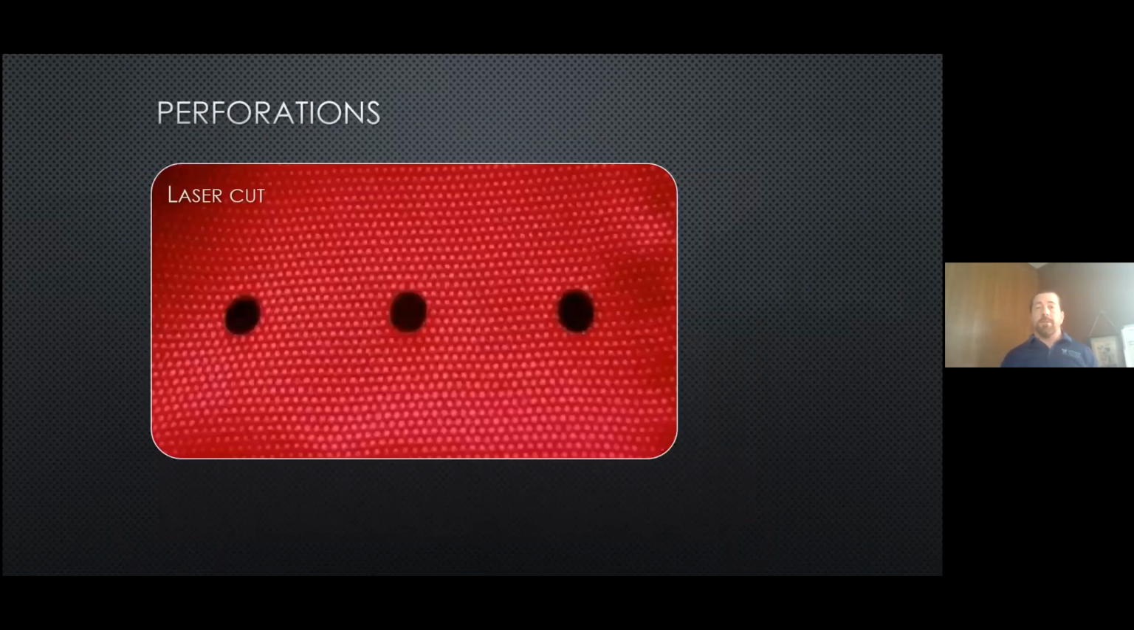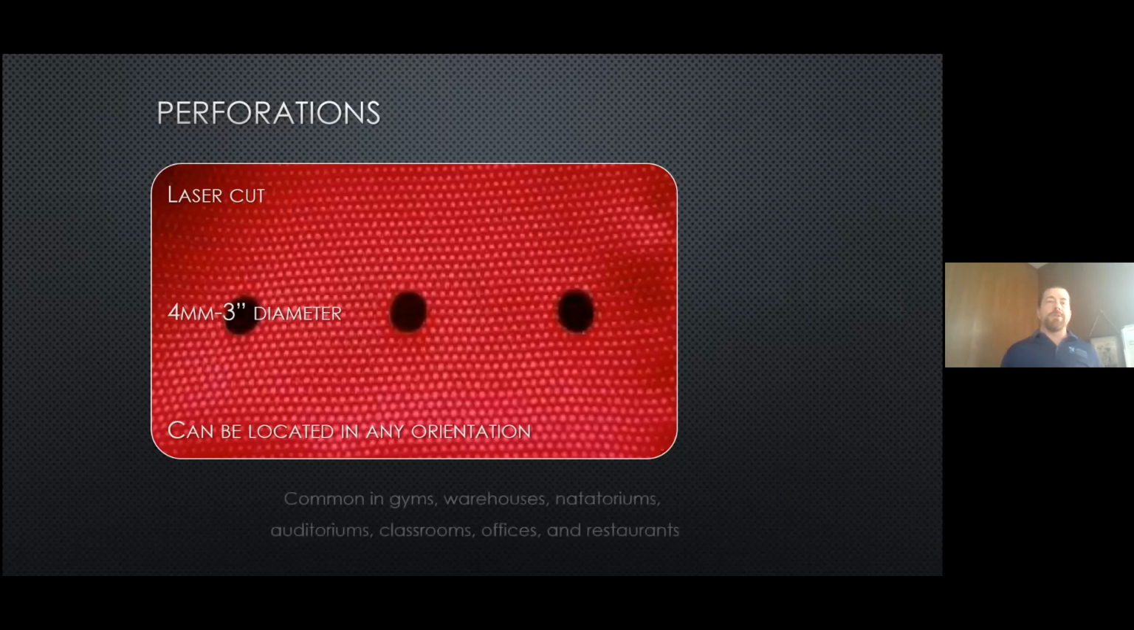So these are also going to be laser cut. They're going to start at about 4 millimeters in diameter and go up from there, depending on the volume of air and the actual direction and distance that we need to be able to move it. These can also be located in any position around the diffuser, so we can be very precise about the direction of the airflow and control that very easily by locating these perforations.